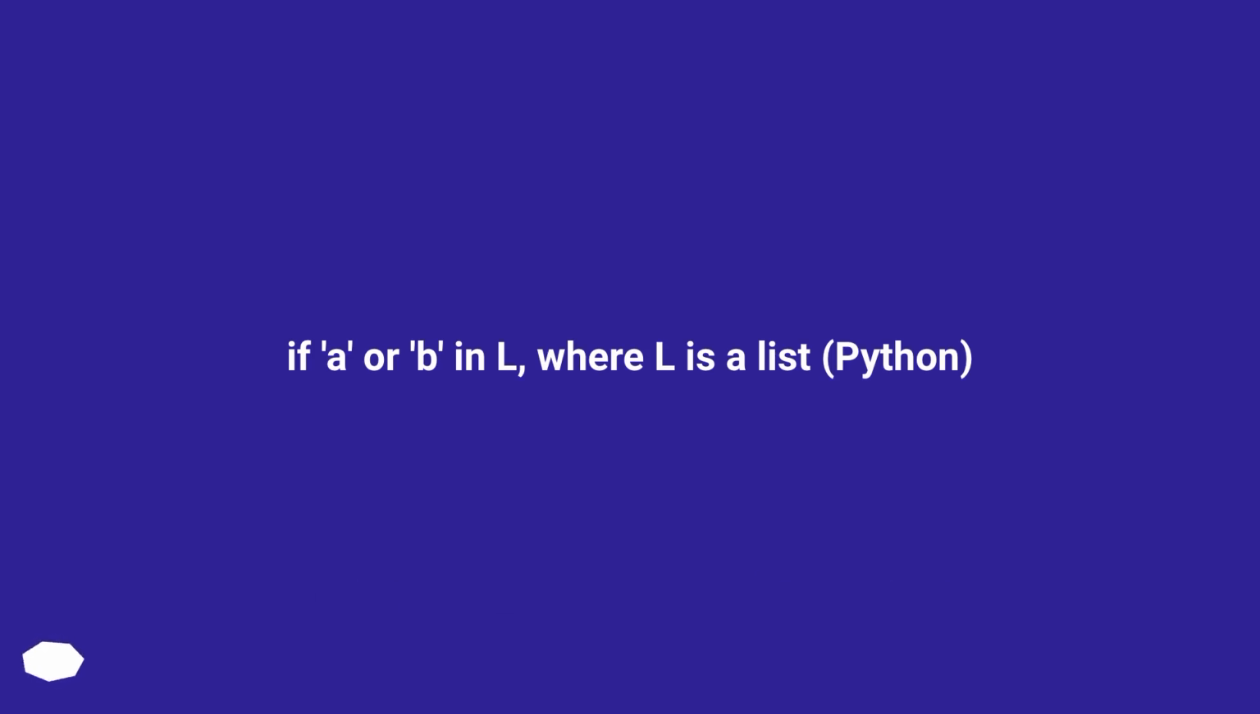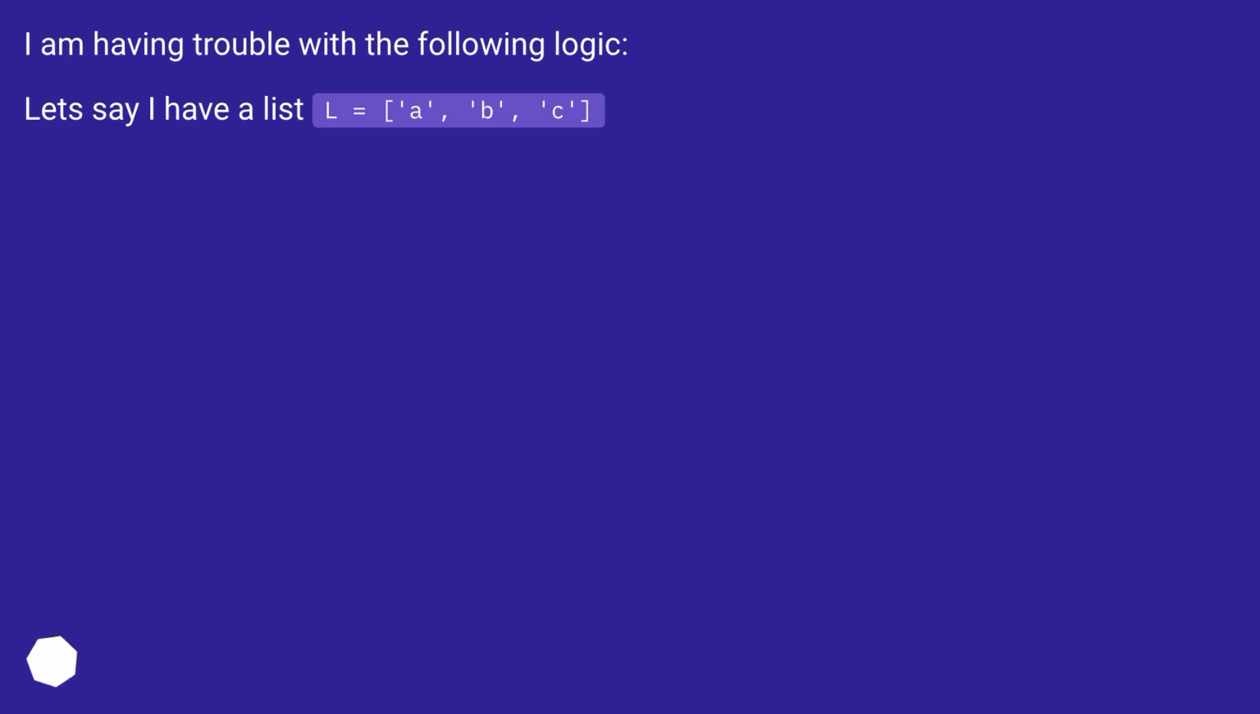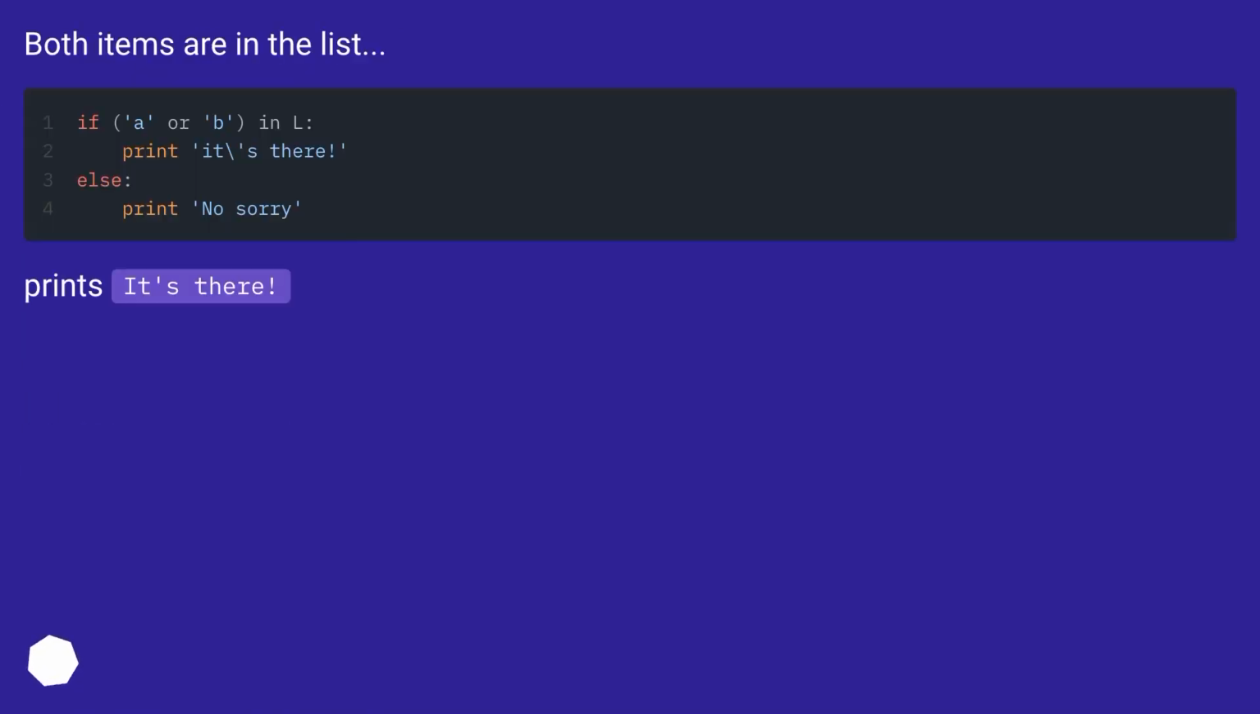If A or B in L, where L is a list, Python. I am having trouble with the following logic. Let's say I have a list, L equals A, B, C. Both items are in the list. Prints, it's there.